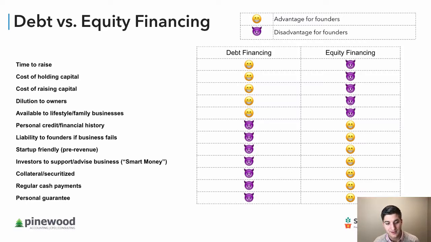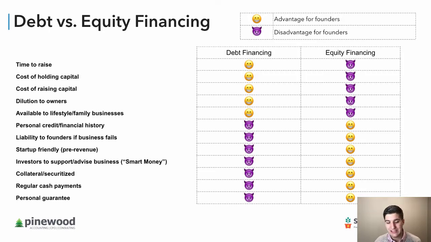Investors to support or advise the business, smart money. Yeah, you'll definitely be able to get that with equity investors like angel investors or VCs. However, most banks and lenders simply want their payment back each month or even each week, depending on the type of loan you get. And that's often the extent of the interaction you will have with them, communicating to them how well you're doing, and that will determine your ability to pay off the loan.